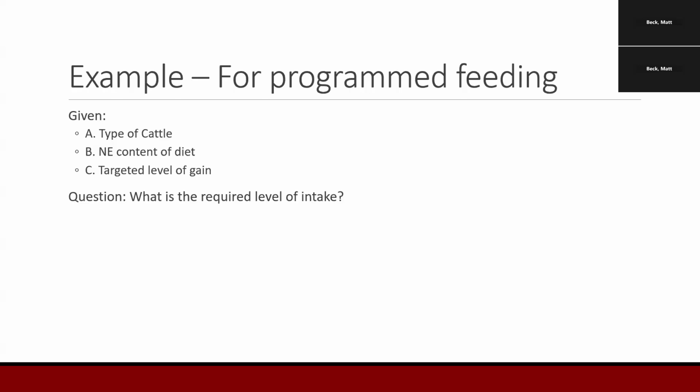Cool. All right. So here's an example of something that we could do if we wanted to program feed a group of animals. So we want to feed these animals a certain amount of dry matter per day to achieve a targeted rate of gain. Okay, so program fed. So we're not going to let them eat as much as they want. We're going to feed them an amount so that they will eat it and achieve a certain level of gain. Okay, so here we know type of cattle, we know the energy content of the diet, okay, and we know what our targeted level of gain is. So the question would be, how much do we need to feed them?